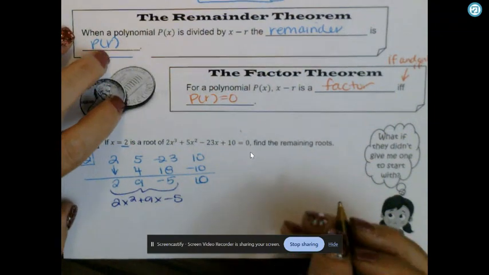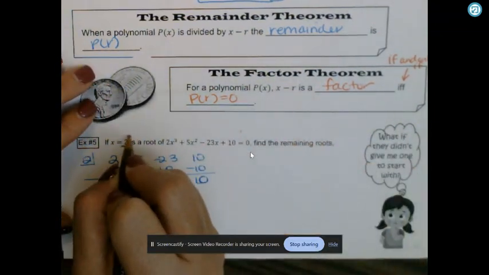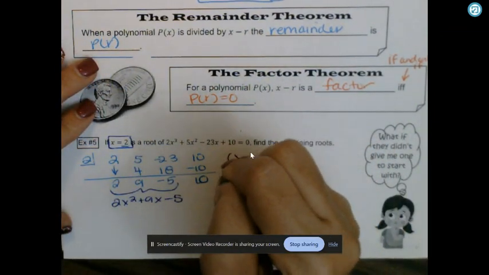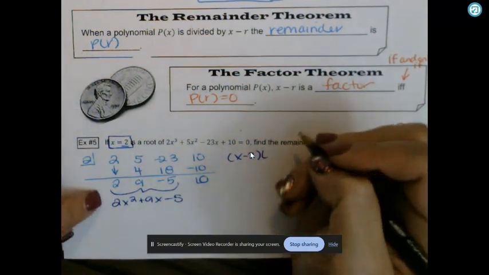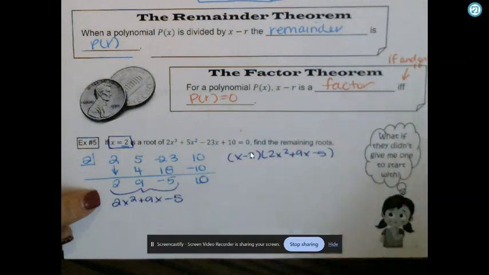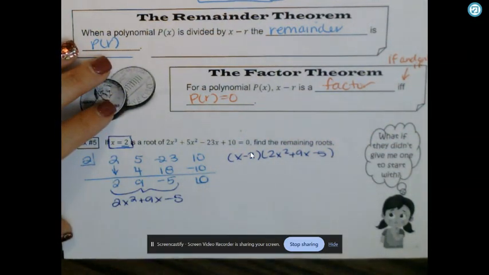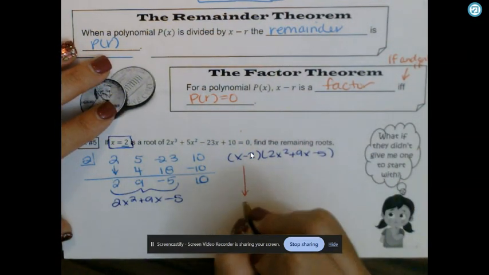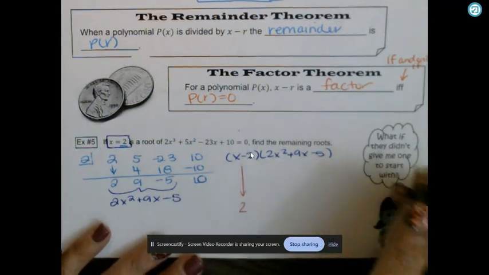So let's start there. This x equals 2 gave us x minus 2. And now this one's going to give us 2x squared plus 9x minus 5. Well, we already know this one right here, it's going to give us 2. So can we X-box this and factor?